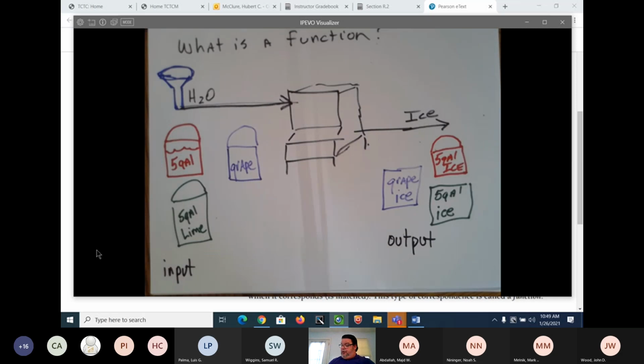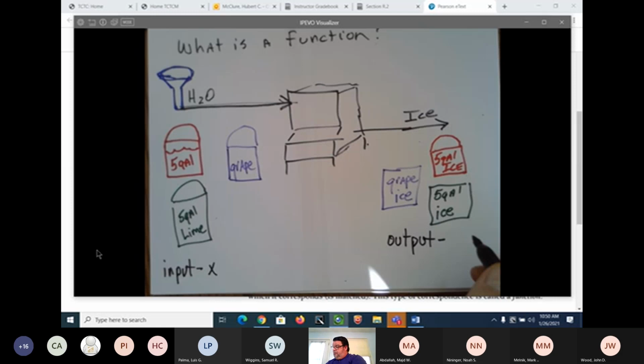Somebody else give me some other names for input and output. Just think of your past algebra courses. Anybody got any names that they can put in for input and output? Going once? Going twice? What did I put there? X. So what is output? Y. What's another name for X and Y? Independent and dependent. Good job.